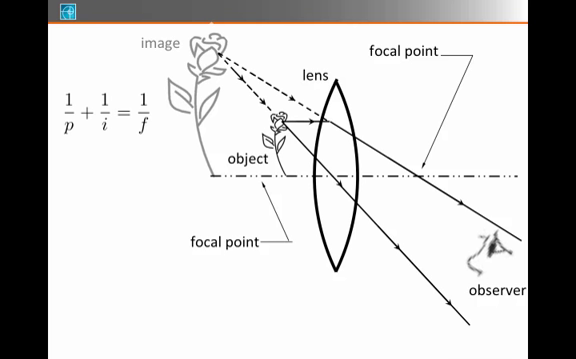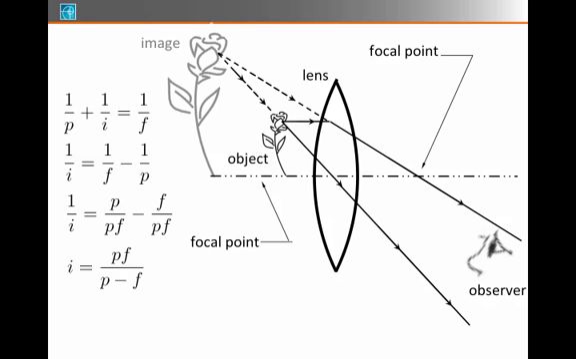The equations which tell us the same facts are none other than our 1/p + 1/I = 1/f. Here f is the focal length of the converging lens, which is positive. We can solve this for I by moving 1/p to the other side of the equation. Now we have 1/I = 1/f - 1/p, or, if we put it over a common denominator, 1/I = p/(pf) - f/(pf). Or I, if we flip everything, is pf/(p - f).